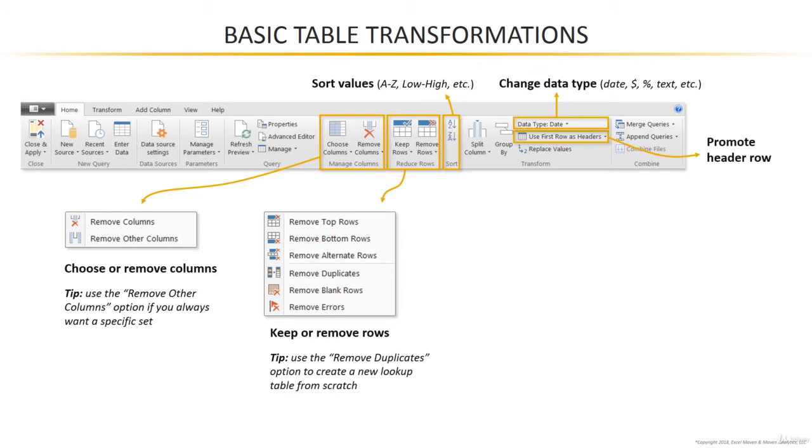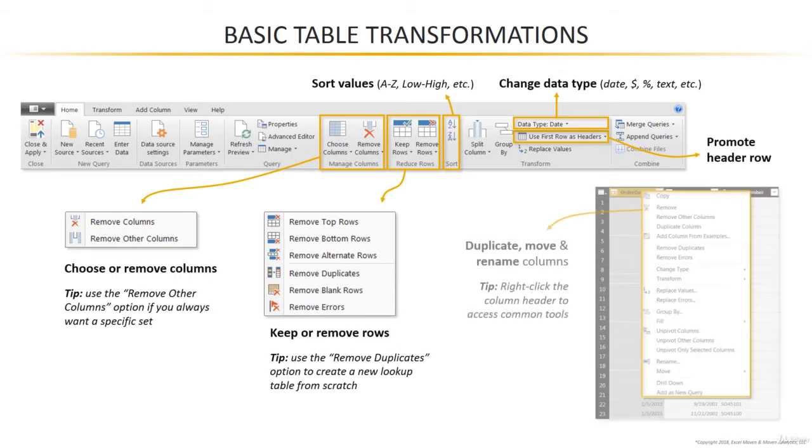You'll also find some basic sorting options, A to Z, low to high, etc., as well as options to change your data types or promote your header rows. Now, Power BI is pretty smart about headers. By default, it should identify and promote those header rows for you, but in case it doesn't, you can always do that manually using this tool here.